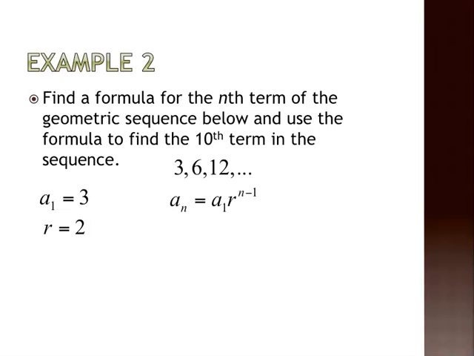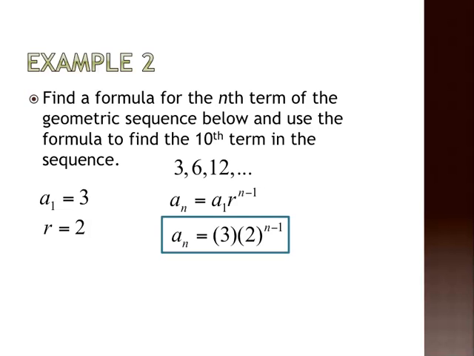So a1 is 3, and r is 2. So this is the formula here. Be really careful to leave this formula in this way. Do not multiply the 3 and the 2 to try to simplify it. Why? Because you do the exponents first.